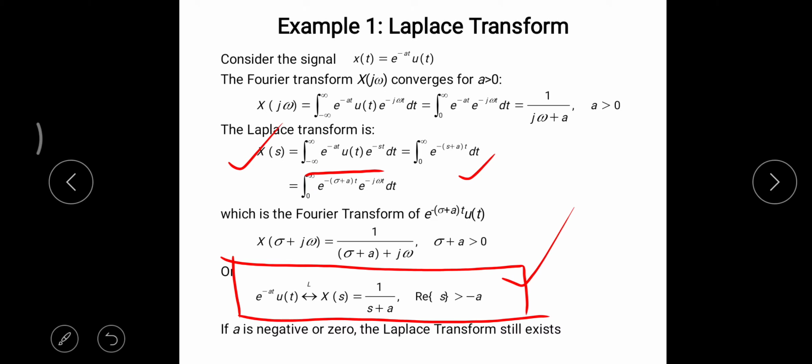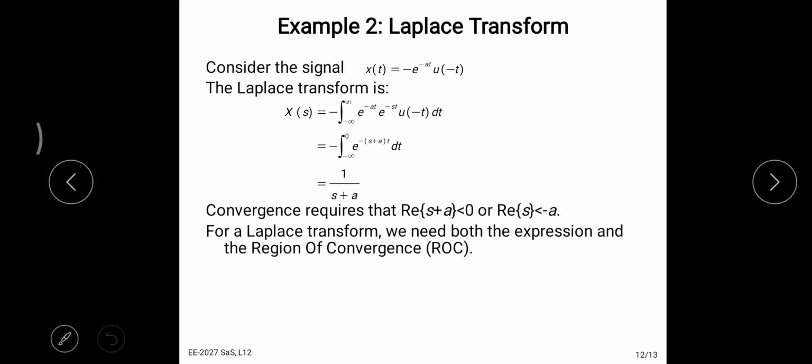This is allowed only when the real part of s is greater than minus a. This is the ROC, which will be explained in the upcoming lectures. So the Laplace transform of e power minus at u of t is 1 divided by s plus a. Now coming to the second example.